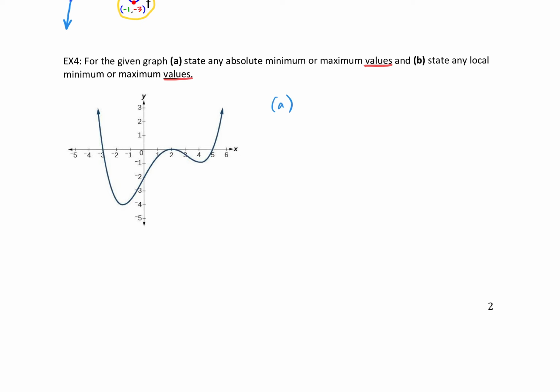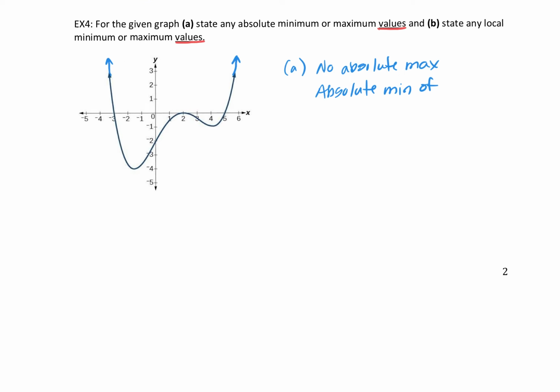Part A, absolute minimum or maximum values. Well, the ends go towards positive infinity. So no absolute max. But we do have an absolute min of, okay, so let's go down to the lowest y value, which looks like it corresponds to negative 4. And that's all I list, just the y value, negative 4.